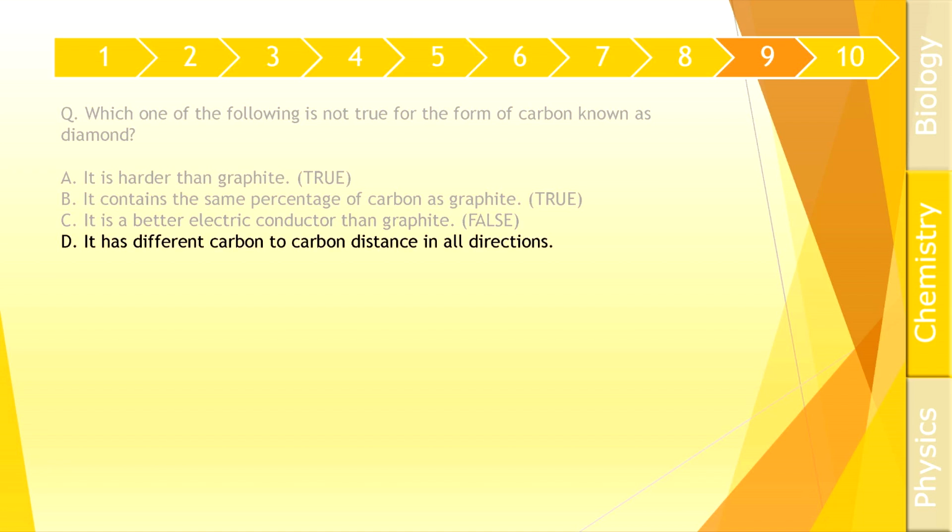The last option says that the distance between carbon atoms in all directions varies in diamond. This is also an incorrect statement as the bonding in diamond is tetrahedral and there is perfect symmetry in all directions. So now we end up with 2 true and 2 false statements. This is another such question with 2 answers. I opine that options C and D both are correct answers.